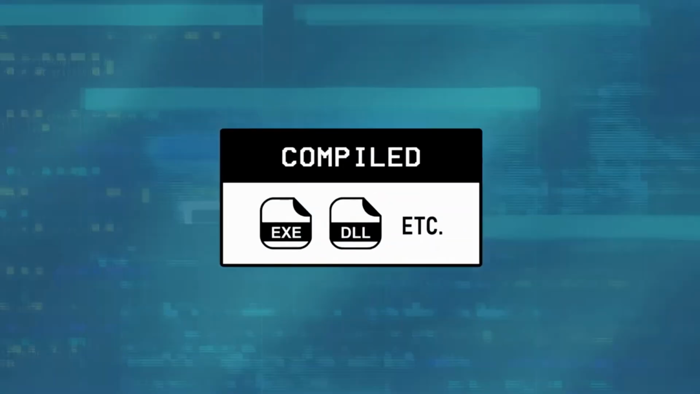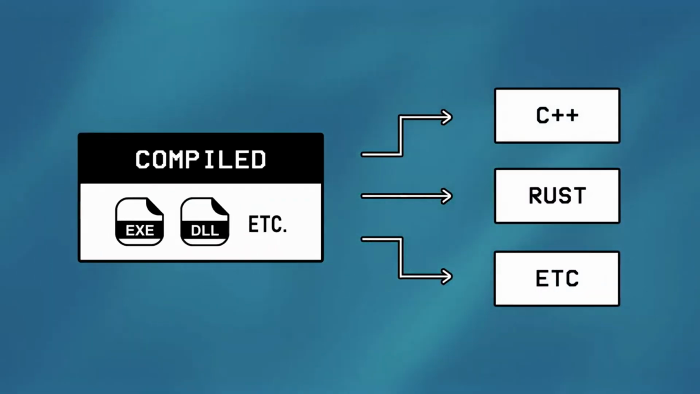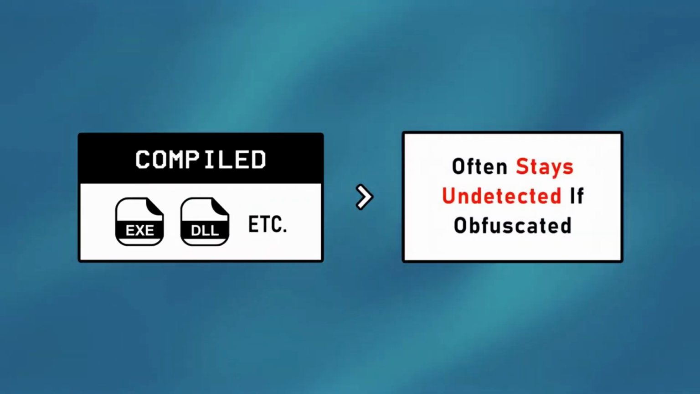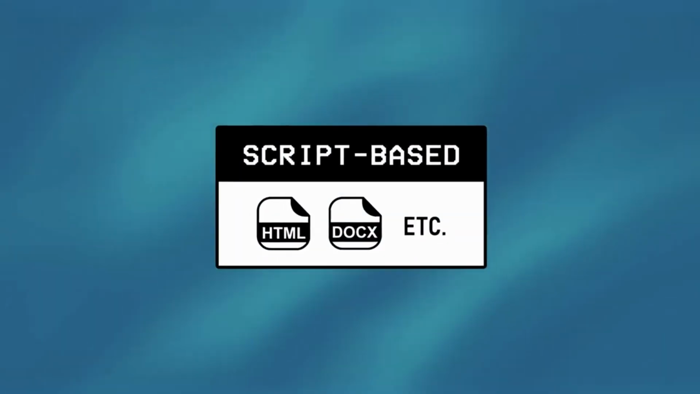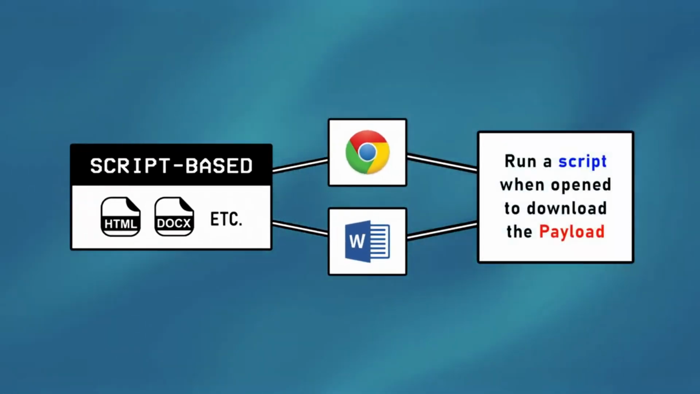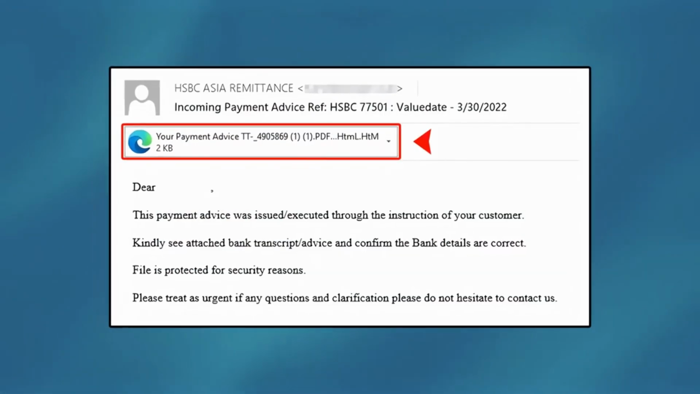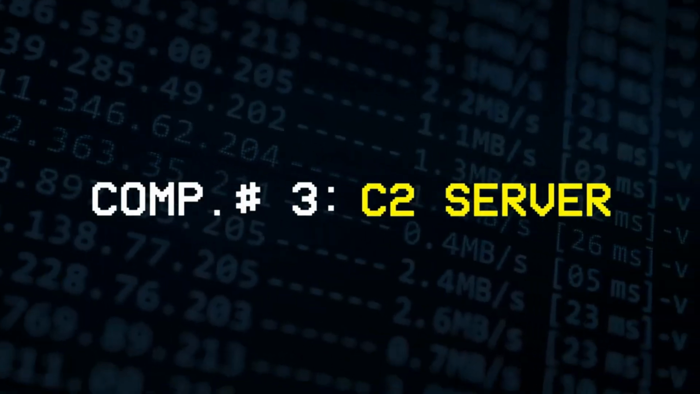A compiled dropper is an executable file, similar to the one created using a binder, but since it's custom-made, it often stays undetected by antivirus systems, and may give hackers more flexibility upon execution. A script-based dropper, on the other hand, can be an HTML file or a document that runs a script when opened to download a payload in the background, and these are commonly used when hackers want to deliver their malware through phishing emails. Component number 3, D2 servers.